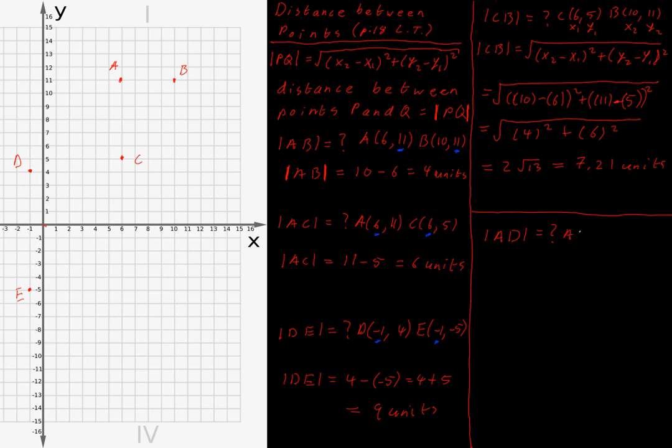Now let's go through that process again for getting the distance from A to D. So we need to know where A is. We go in the door 6, up the stairs 11. And for D, we go in the door -1, up the stairs 4. And then we write down our formula. I'm going to write that for you now. So we have our formula written down, and I have labeled x1, y1, x2, y2 for my first point A and my second point D. And now I'm going to sub into that.